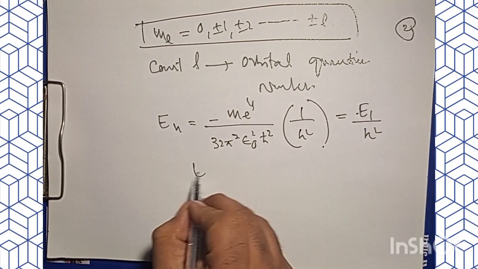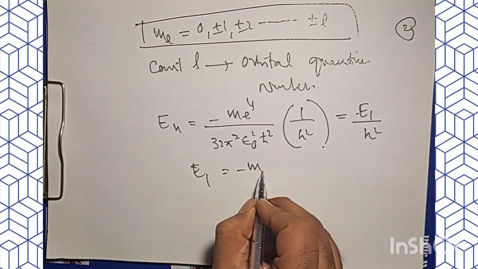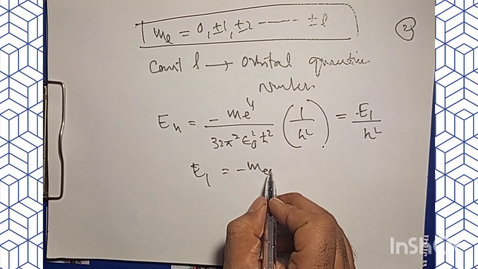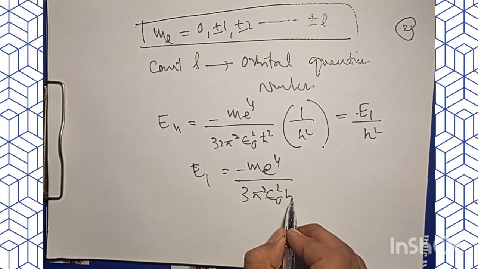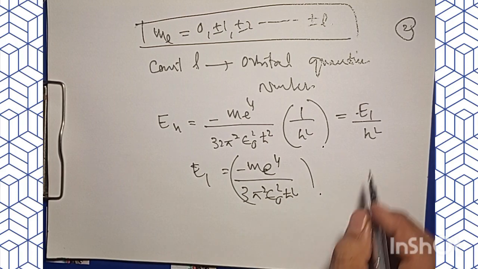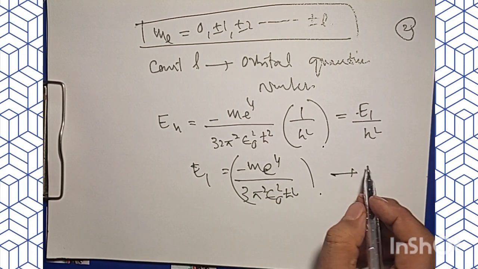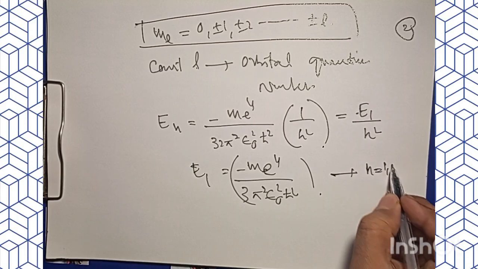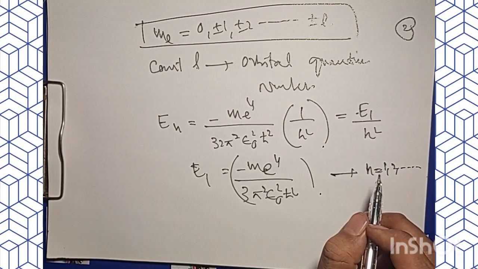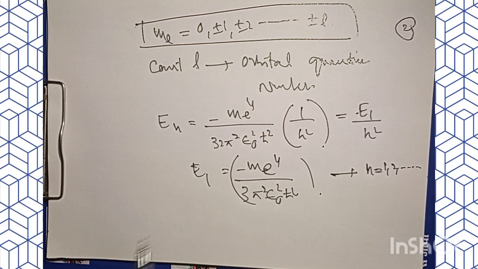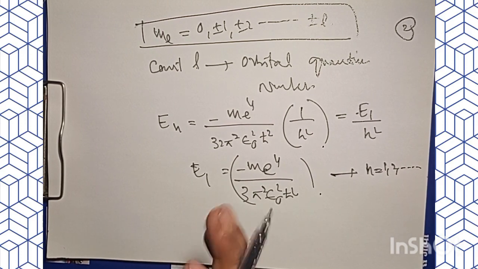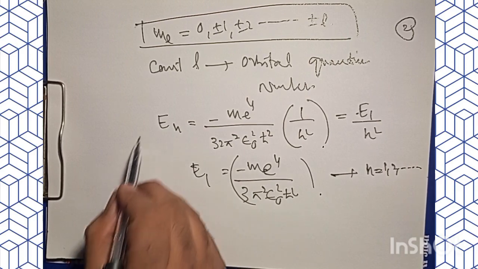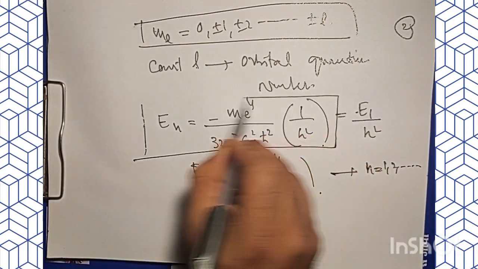This E1 can incorporate everything that we have left here, me to the power of 4 by 32 pi square epsilon naught square h cross square. And this n is an integral number, and its values can be 1, 2, 3, and so on and so forth. So what we find from this equation is that this is precisely the same formula for the energy levels of the hydrogen atom that we had discussed using Bohr's model.